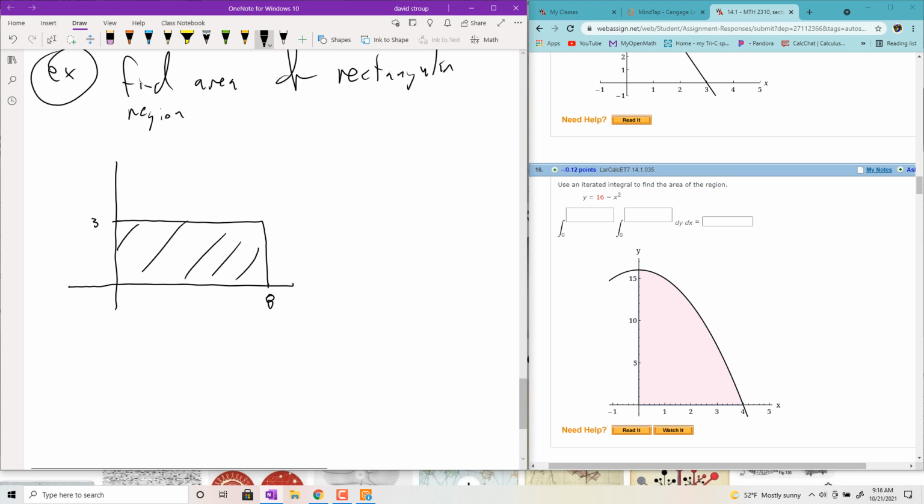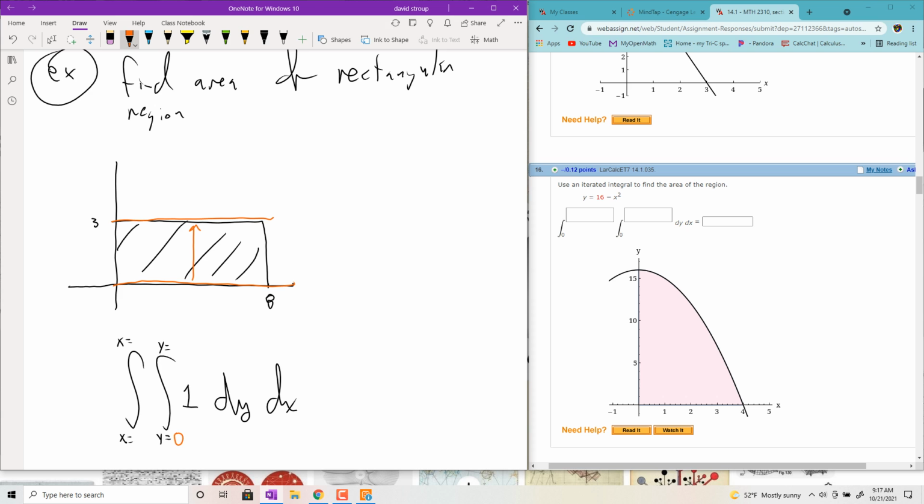Okay, so the way I think of it again, the way I'm going to do this is dy and then dx. For the y part, I think curve to curve. So y equals some curve, and you don't write in y equals on your integrals, but you can if it helps in the beginning. I'm going to go from the curve y equals 0 to y equals 3. So I'm going from that curve to that curve.